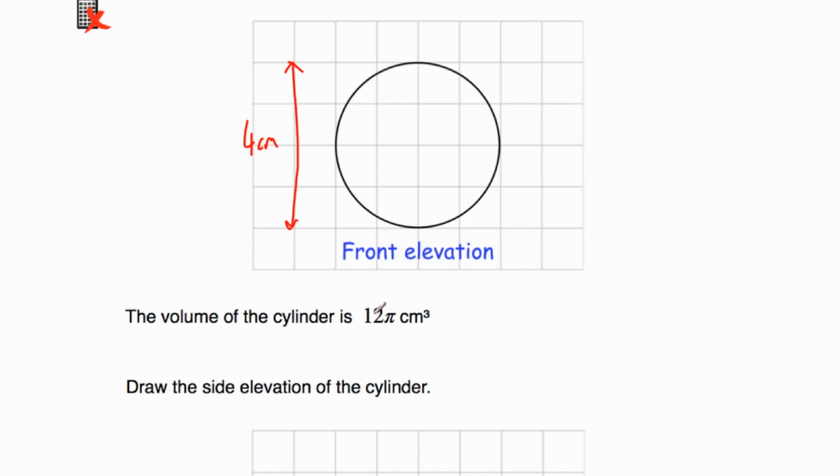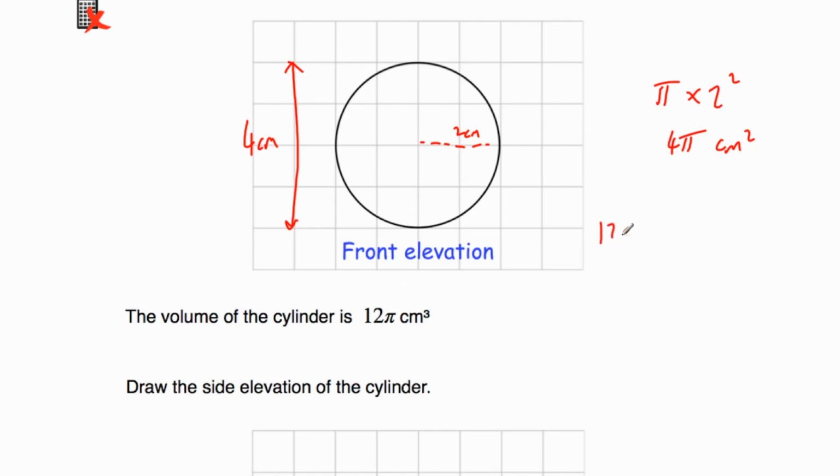So we're told the volume of the cylinder is 12 pi centimeters cubed. So let's find the area of this circle and see what we get. So this circle has got a radius of 2 centimeters. So remember, to find the volume of a cylinder, we get the area of the circle and times it by how long it is. So if we can work out the area of the circle, so using pi r squared, so pi times 2 squared. 2 squared is 4, so that's going to be 4 pi. So that's the area of the circle, 4 pi centimeters squared. Now we know the volume is 12 pi centimeters cubed. So if we divide the volume by the area of the circle, that'll tell us how long the cylinder is.